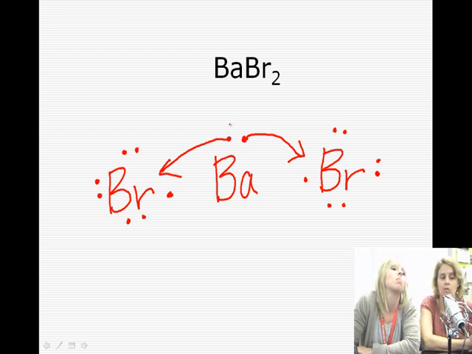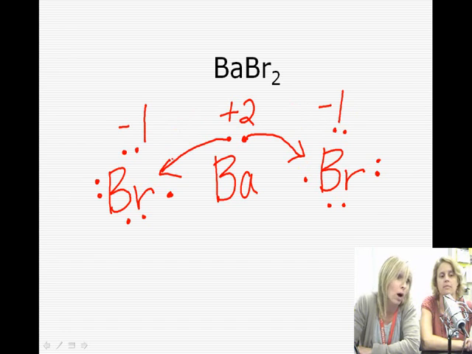So barium will give 1 electron to one of the bromines, and the other one goes to the other. Now barium, since it lost both of its electrons, has a +2 charge. And bromine is going to now have a -1 charge because it gained 1. This bromine is also going to have a -1 charge because it gained 1.